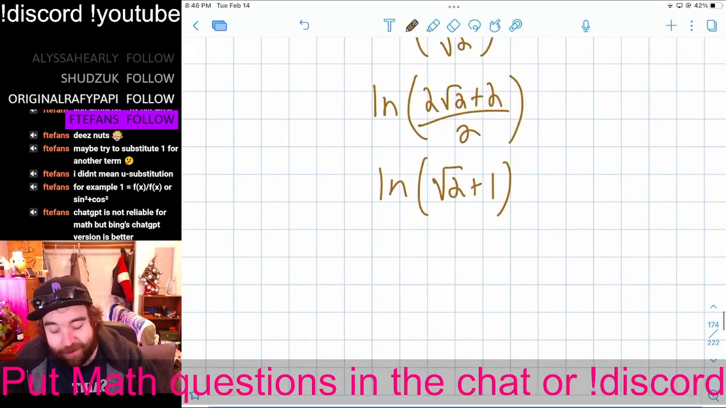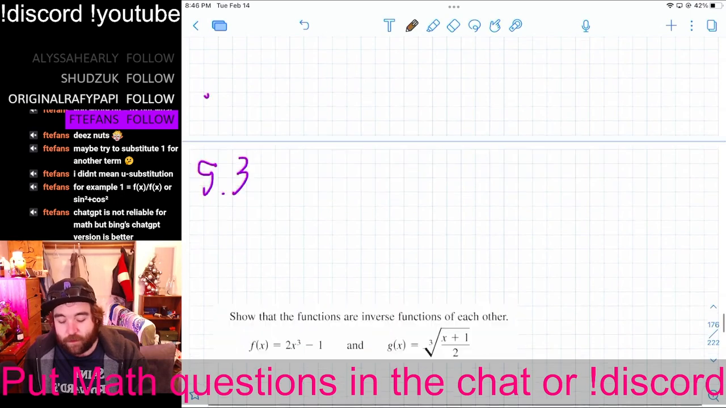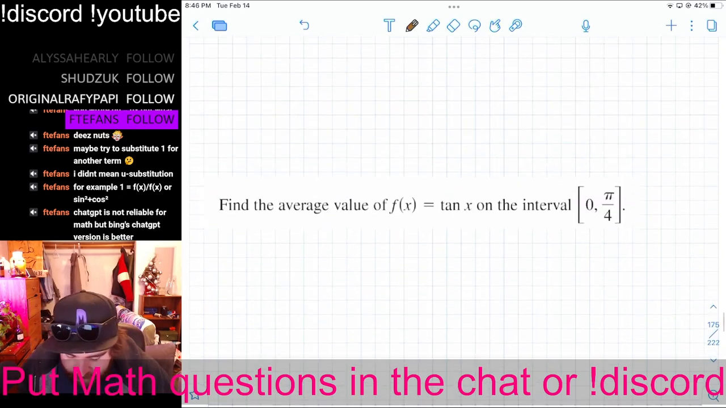And that's why a decimal answer is such dirt for this. Who even cares? You want the exact answer: ln of the square root of 2 plus 1. All right, well, this is kind of an interesting idea. What's the average value of tangent of x?